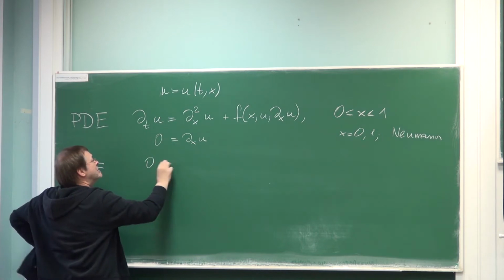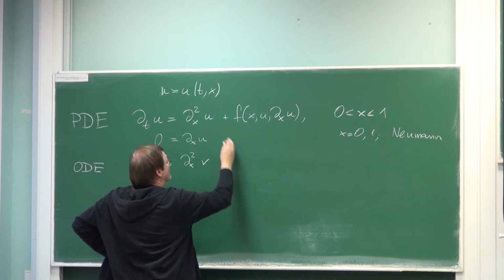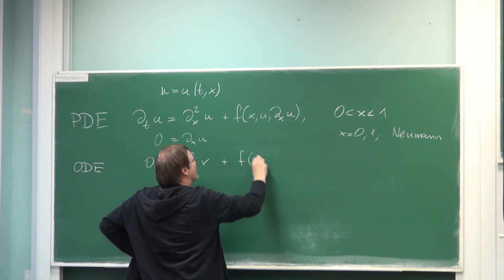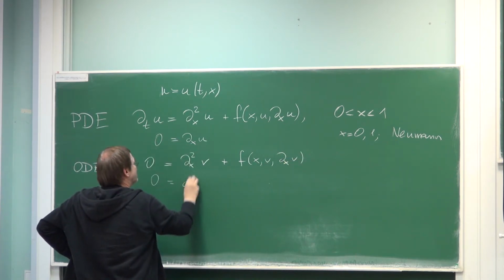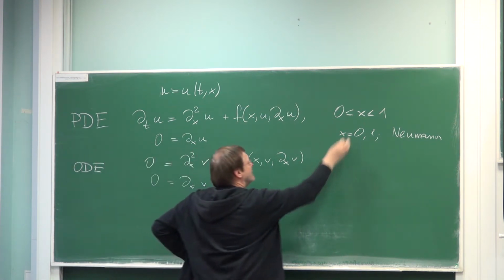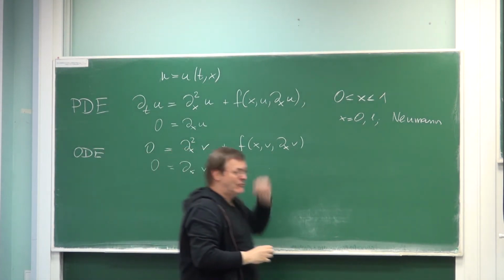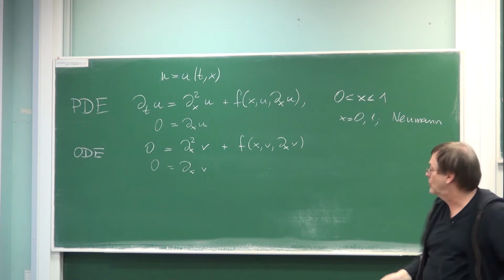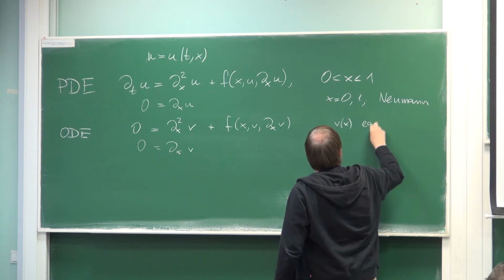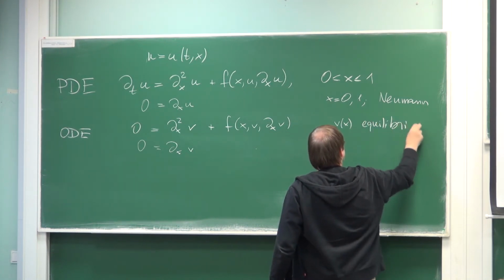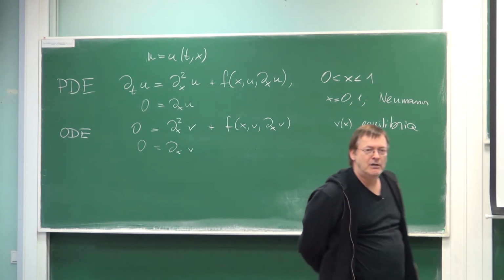Now for ordinary differential equations, I copy this equation, I just put u equals 0, u sub t equals 0, and I have f(x, v, v_x) and maybe 0 equals v_xx. And again, this is from 0 to 1, and I have a boundary value problem for an ordinary differential equation, a second order ordinary differential equation. So I call v of x an equilibrium solution, a time-independent solution of the partial differential equation.